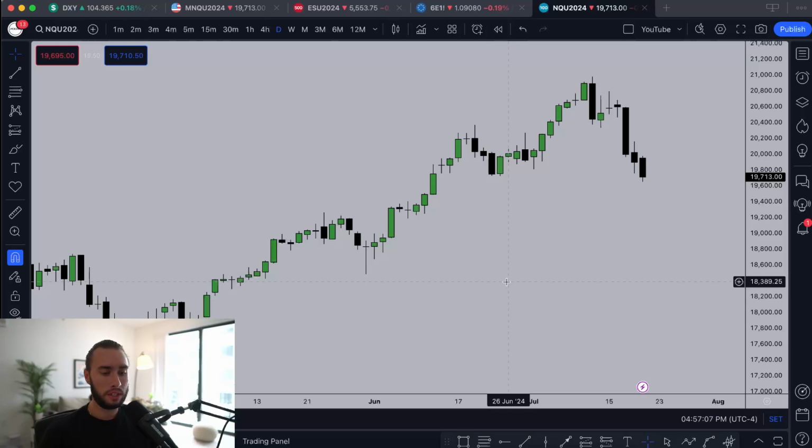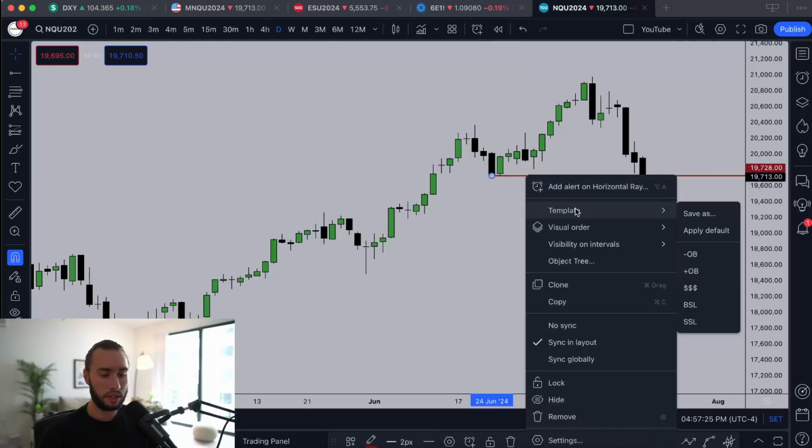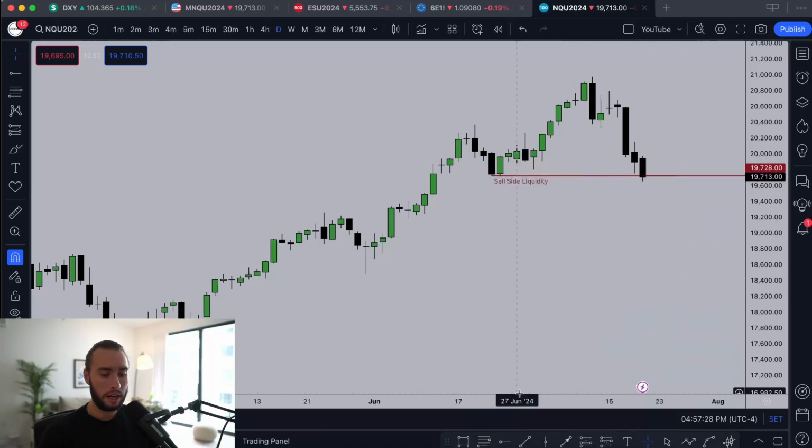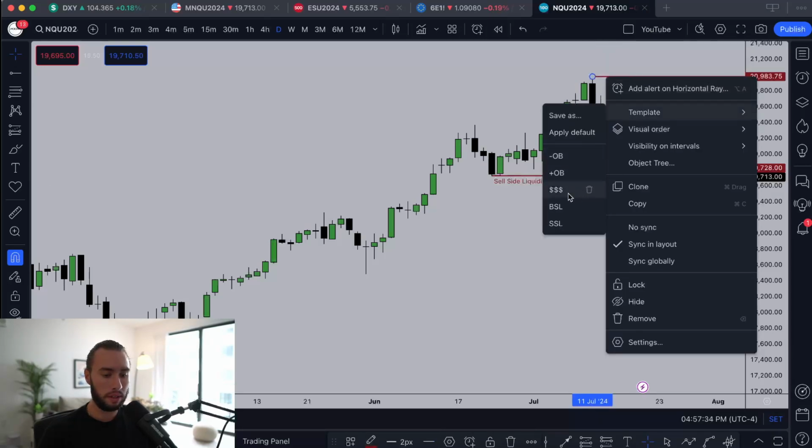So one of the first things that you need to consider whenever you're trying to determine the draw on liquidity is what is your daily bias. A very simple strategy for this is just looking at the daily time frame, which is going to give you the overall context of where the market is likely to go next. As an example, if we plot this low here, we know there's resting sell side liquidity below it. And if we plot the high right here, we know there's resting buy side liquidity above this as well.